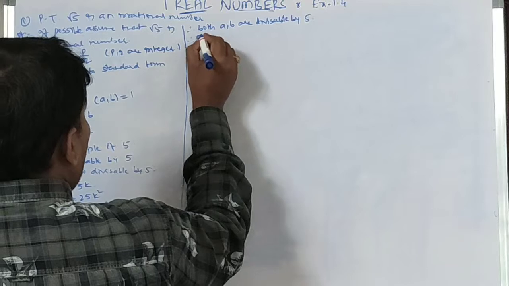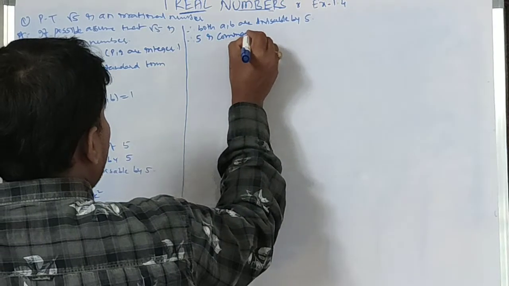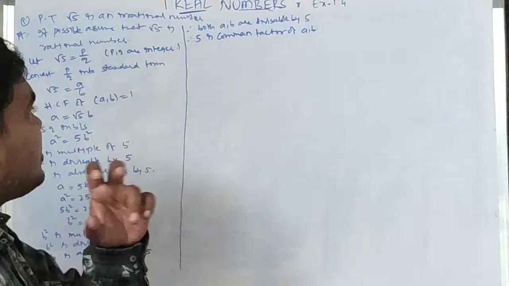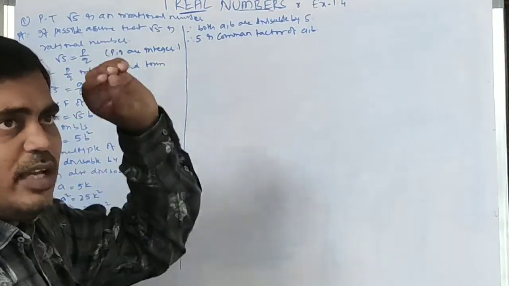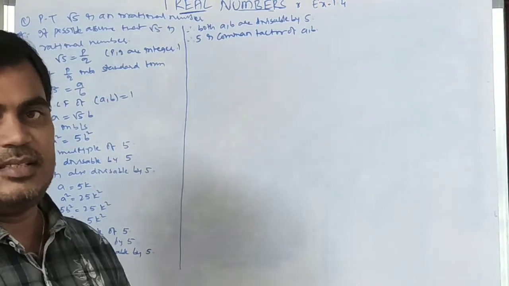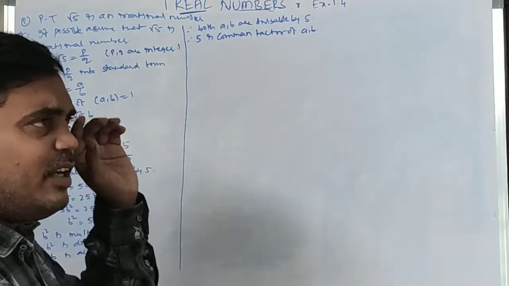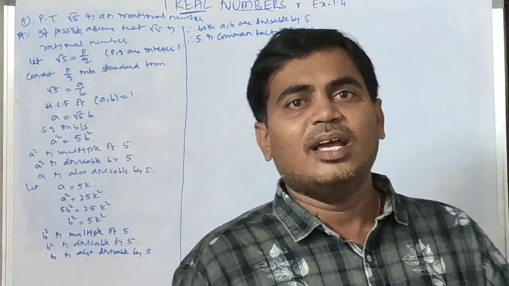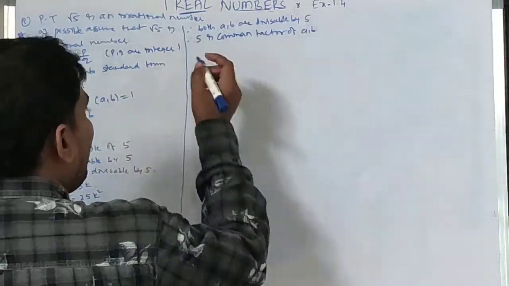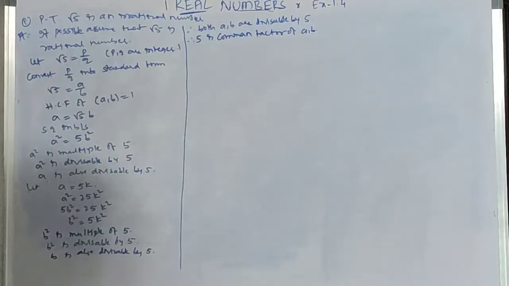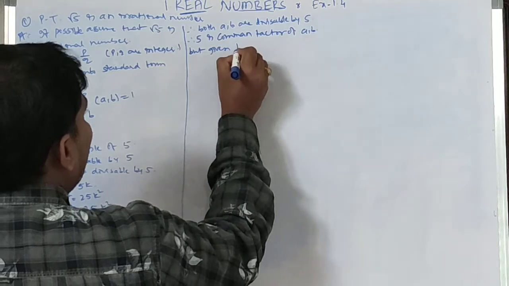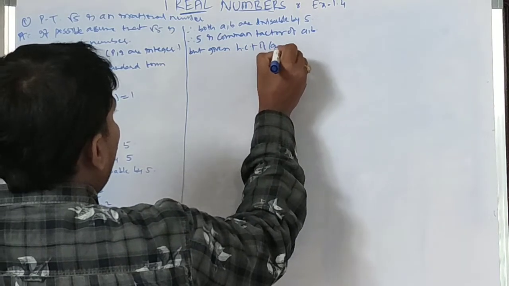Therefore 5 is a common factor of a, b. So what is the HCF of a, b? 1. HCF means the highest common factor. So it means there won't be any common factor other than 1. But here we got 5 as a common factor. So actually this contradicts the fact that HCF of a, b equals 1. But given HCF of a, b equals 1.